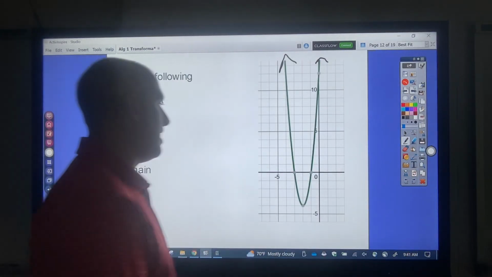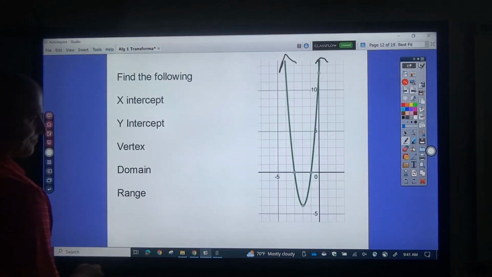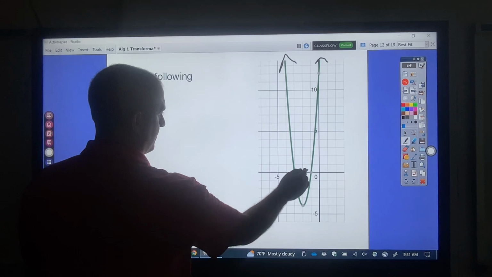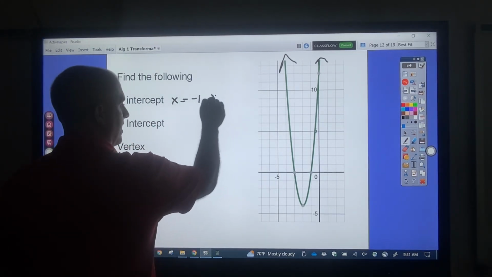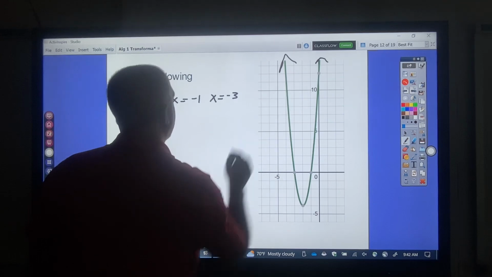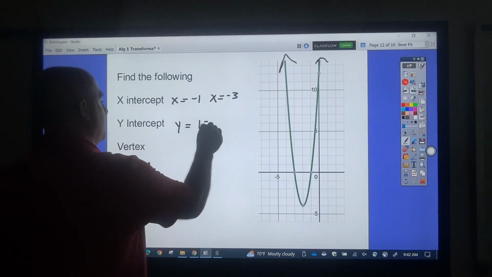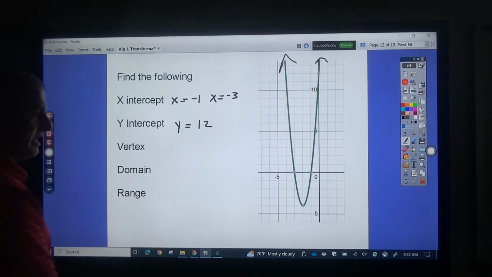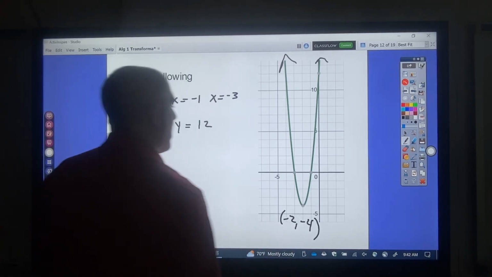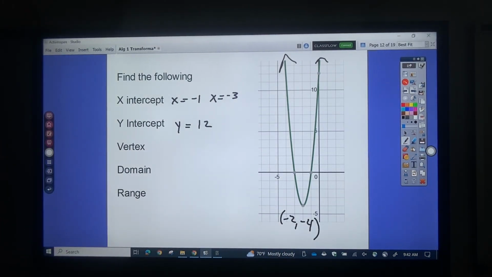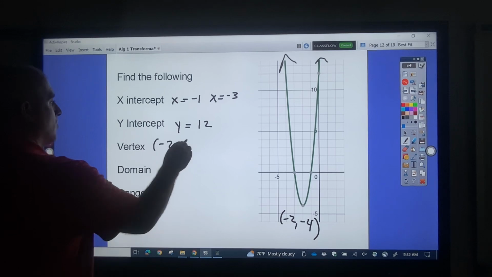Okay, let's do one more together. The x-intercept is negative 1. The x-intercept is negative 3. The y-intercept is already up there at 12. My vertex is negative 2 over, negative 4 down. So negative 2, negative 4.